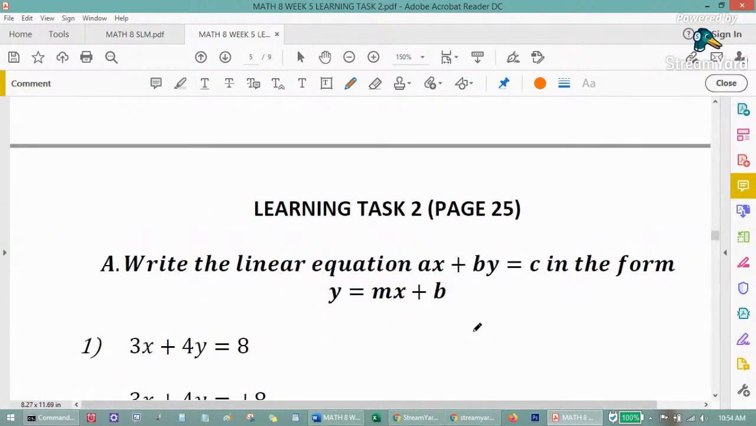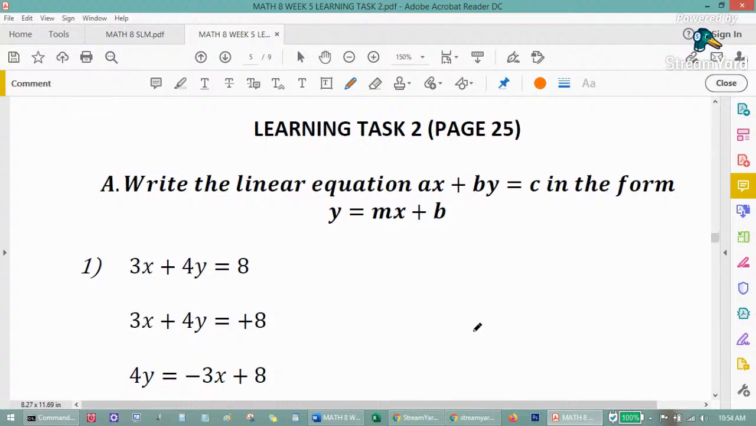Okay, so now we're going to answer some problems sa learning task 2 on page 25. So letter A, pinapasulat sa atin yung linear equation na nasa formang ax plus by is equal to c. Convert daw natin to y is equals to mx plus b, or the slope intercept form. So, paano gagawin natin?